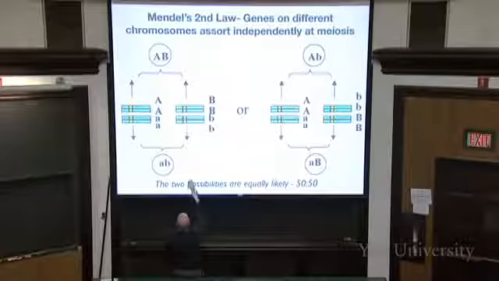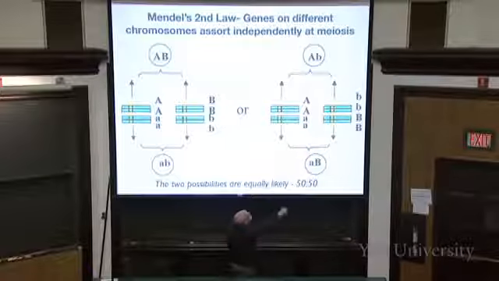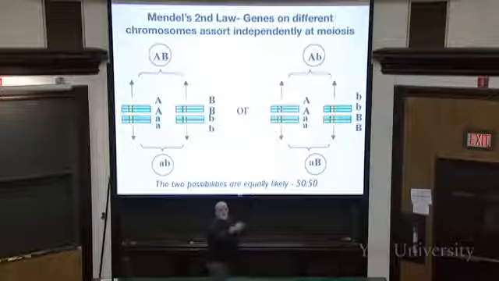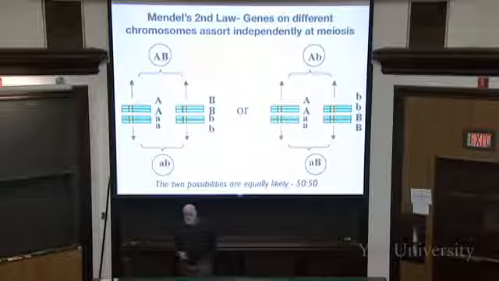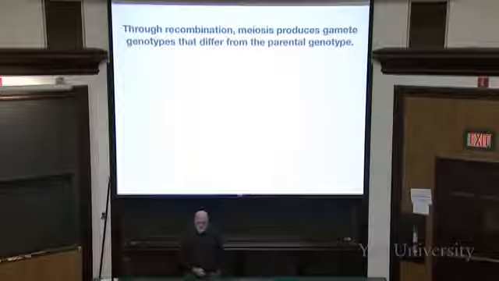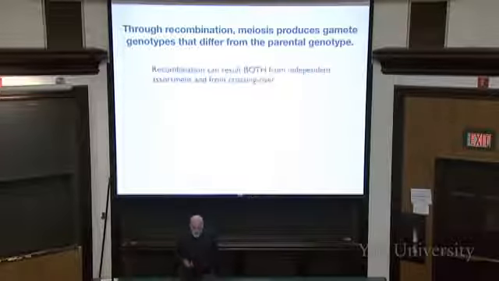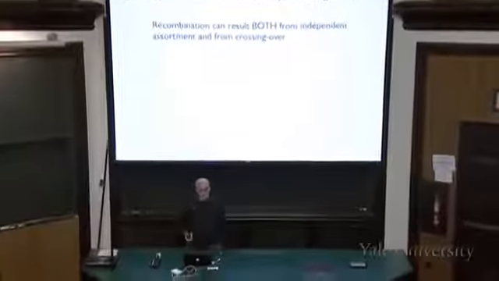This combination, where you get big A, big B, and little a, little b, is just as likely as this combination, where you get big A, little b, and little a, big B. Okay? So that's tracking what happens when you have genes on two different chromosomes that are forming gametes. That's Mendel's second law. So meiosis is capable of producing genotypes that are different from the parental genotype.